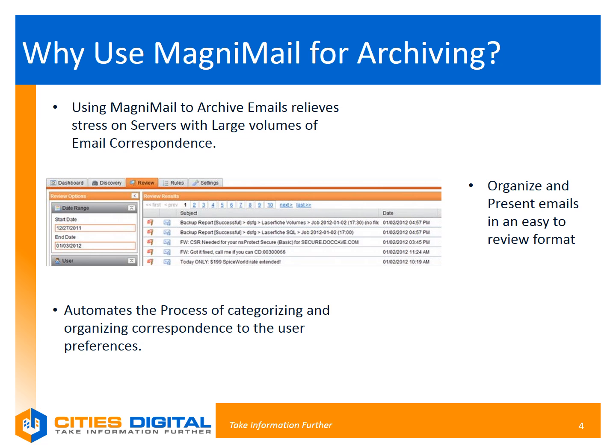Using Magni Mail to archive emails relieves stress on servers with large volumes of email correspondence, allows you to organize and present emails in an easy-to-review format, and automates the process of categorizing and organizing correspondence to user preferences. One of the greatest things about archiving emails through Magni Mail is the automated function that eliminates the majority of the user's interaction with the archival process. The emails are automatically captured, so there are no worries about the email being archived in the wrong location or not being archived at all.